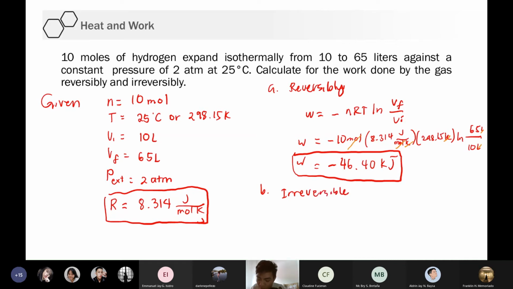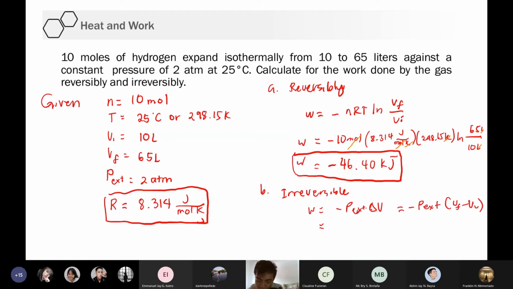Irreversible. So sabi natin kapag irreversible, yun yung square lang. So naka-square lang yan. So negative P external delta V. Or this is negative P external VF minus VI.